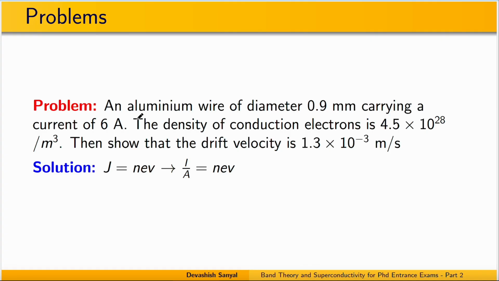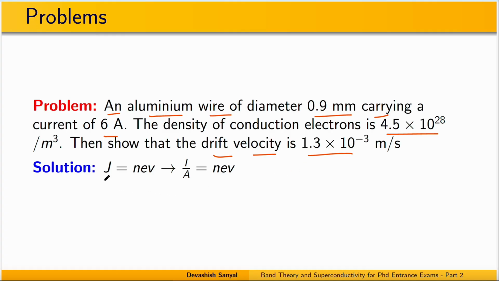We have an aluminum wire of diameter 0.9 millimeter carrying a current of 6 amperes. The density of the conduction electrons is 4.5 × 10^28 per meter cubed. And what we have to show is that the drift velocity is 1.3 × 10^-3 meters per second. So it is not a difficult problem.